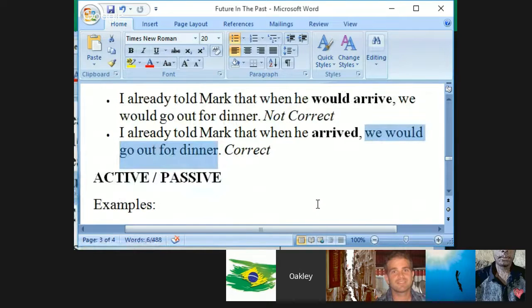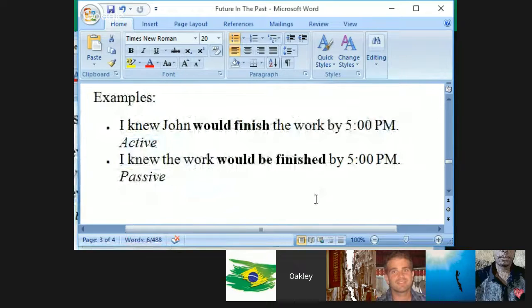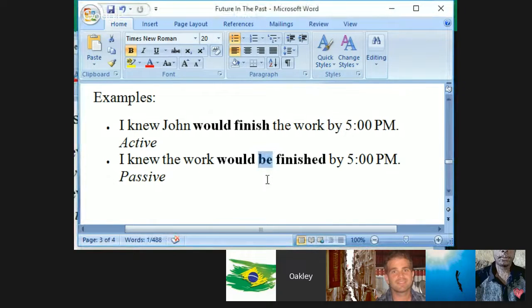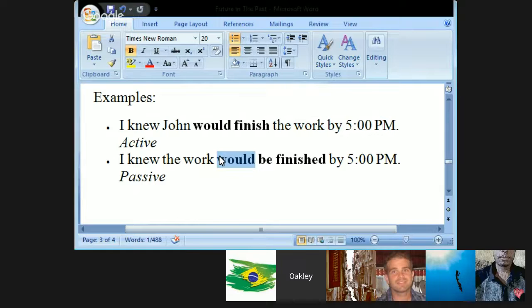So, that is correct. You can do future in the past with passives. As an example, I knew John would finish the work by 5 p.m. I knew the work would be finished by 5 p.m. As always in a passive, the main verb is in the past participle form. The verb to be is used. And here we have would.